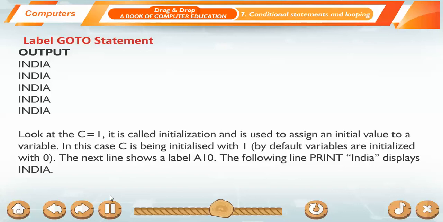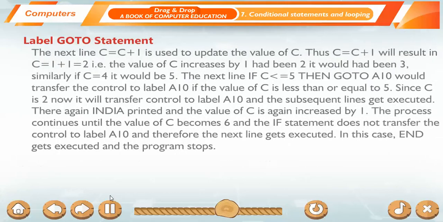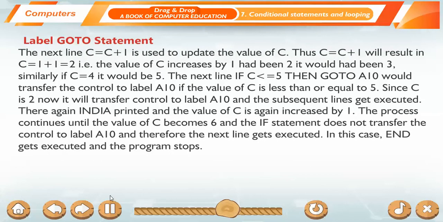Look at the C equal to 1. It is called initialization and is used to assign an initial value to a variable. In this case, C is being initialized with 1. By default, variables are initialized with 0. The next line shows a label A10. The following line, print "India", displays India. The next line, C equal to C plus 1, is used to update the value of C. Thus, C equal to C plus 1 will result in C equal to 1 plus 1 equal to 2.